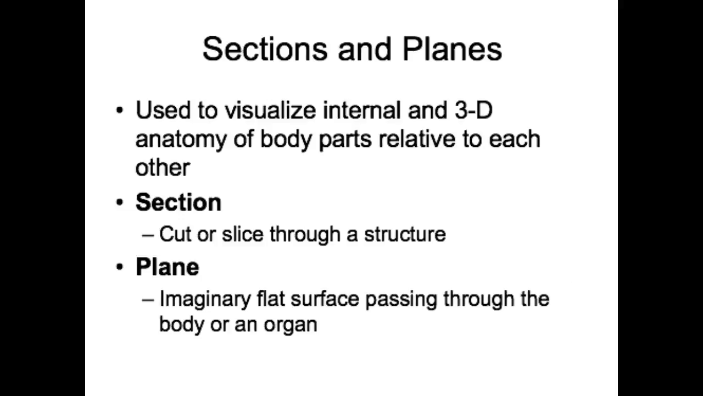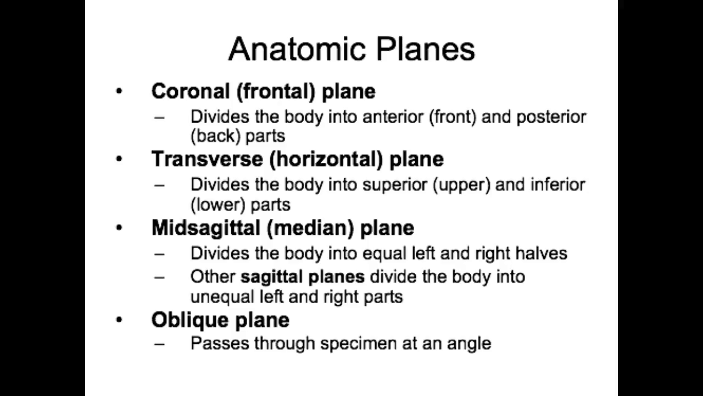So sections and planes. Let's go ahead and differentiate sections and planes. This is on your worksheet. A section is a cut or slice through a structure. So this is what you might do when you are actually working with a cadaver, is sectioning a cadaver. A plane is an imaginary flat surface passing through the body or an organ. So we have imaginary planes, we have words for all of the planes. A section can be any cut or slice, but it is physically separating in reality two different structures on the human body. So here are anatomic planes.